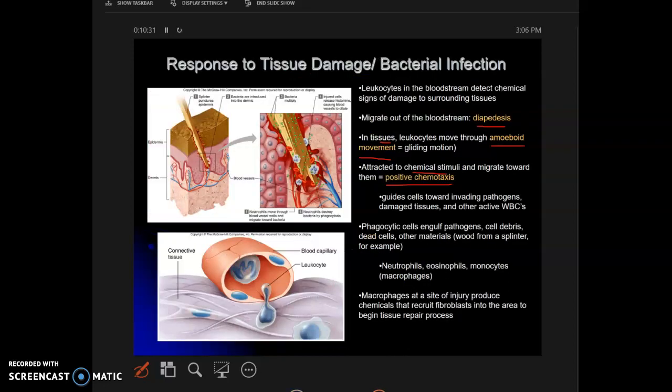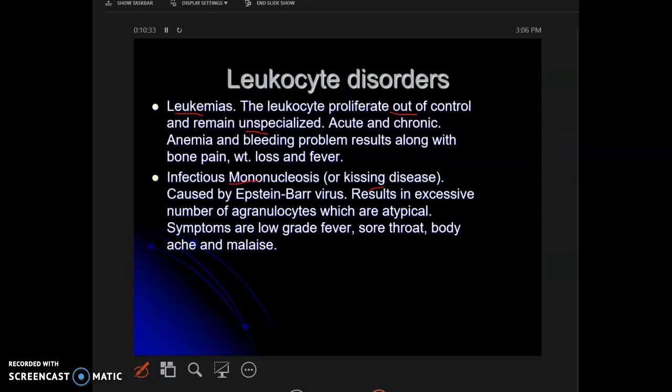All right. So here, what is the typical symptom? Acute and chronic anemia, but you'll have bleeding problems, bone pain, weight loss and fever. Now, just because you have weight loss and fever, you don't want to tell anybody you have leukemia. Of course, to determine leukemia, you absolutely have to go to a doctor and get all the tests done. But the typical symptoms will be anemia and bleeding, okay, and bone pain.